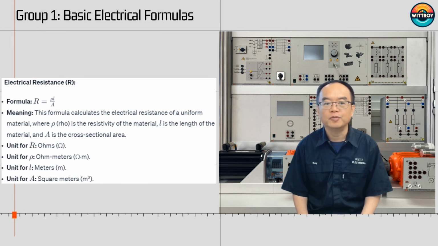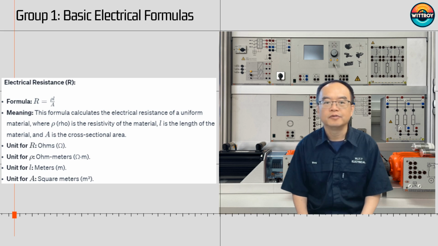First, let's look at the formula itself. The formula for electrical resistance is R equals rho L divided by A. This formula calculates the electrical resistance of a uniform material. Now let's break down each variable in this formula. Rho, resistivity, the intrinsic property of the material that quantifies how strongly it resists electric current. The unit for resistivity is ohm meters.